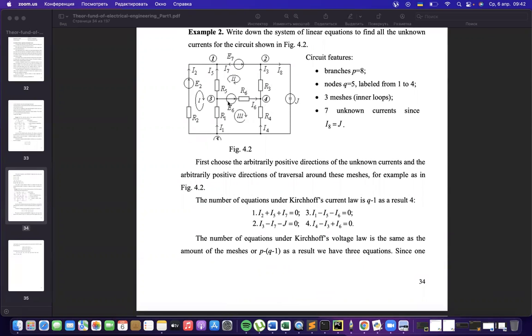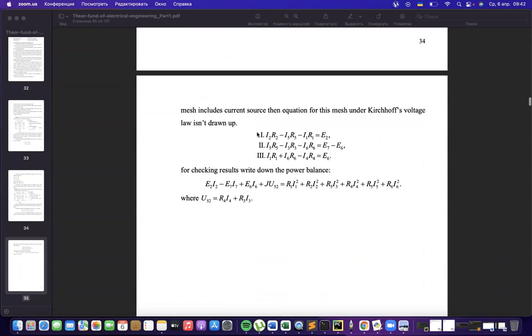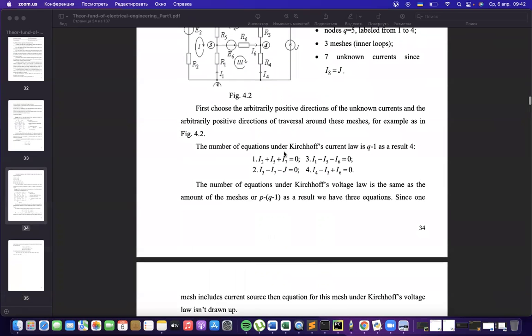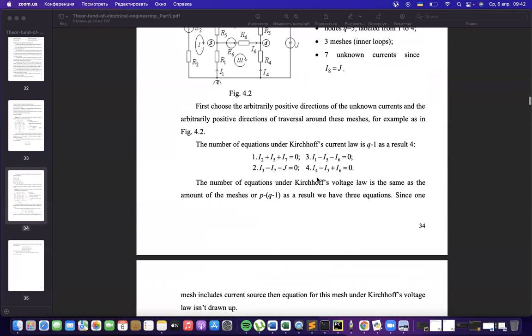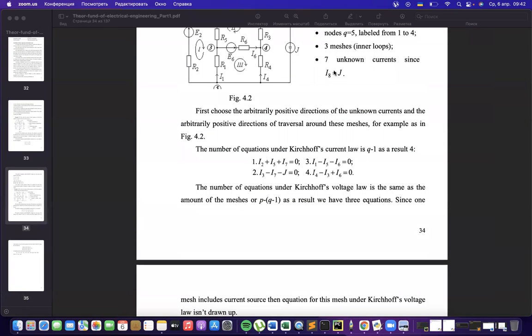without current source, all meshes without current source. We have 3 such meshes, and it gives us other 3 equations for this system. As we see, 4 equations from the first current law, 3 equations from the second law, and in total 7 equations to find the 7 currents in our mathematical model. For which object could this model be? It could be any object.